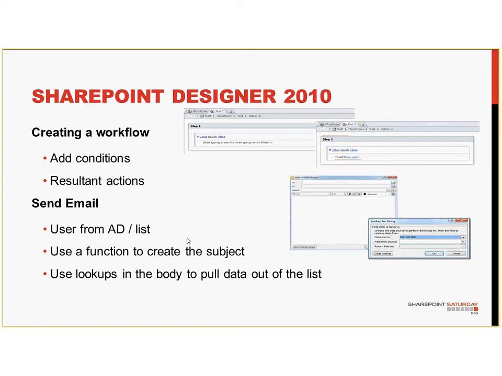Creating a workflow, basically it uses conditions and resultant actions. So you say if a value equals a value, do this, and you can then get it to send emails, which you can pull details from Active Directory, which in actual fact is the user profile service within SharePoint, but it's the same. As long as all your Active Directory users are in SharePoint, you're fine. It pulls them through. You can send emails to people. You can use functions to create the subject of the email and lookups within the body of the email so that it pulls data out of the list.